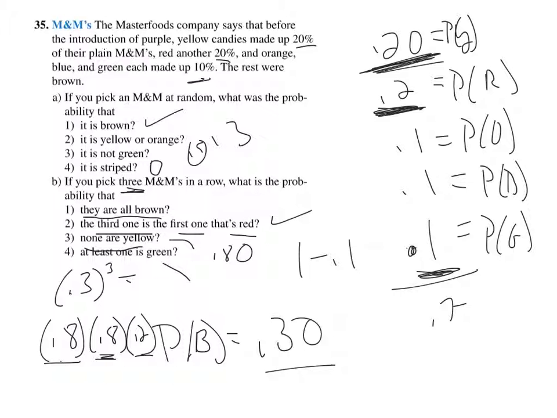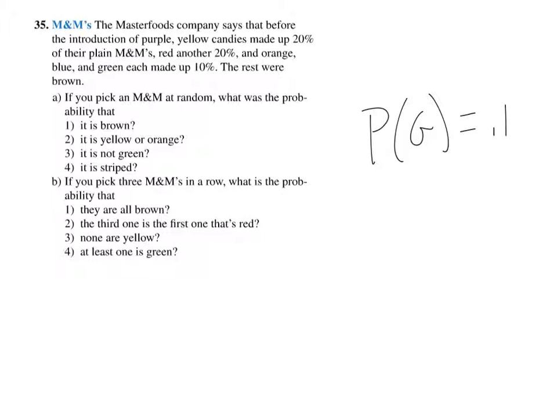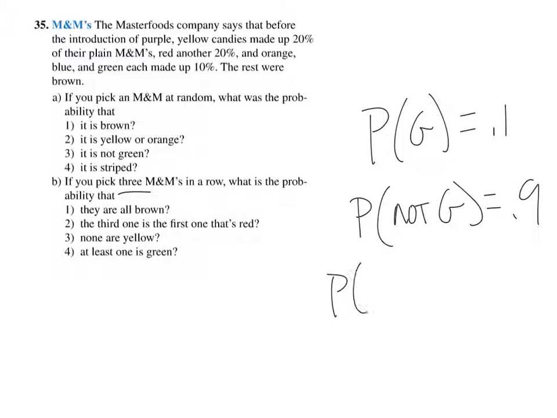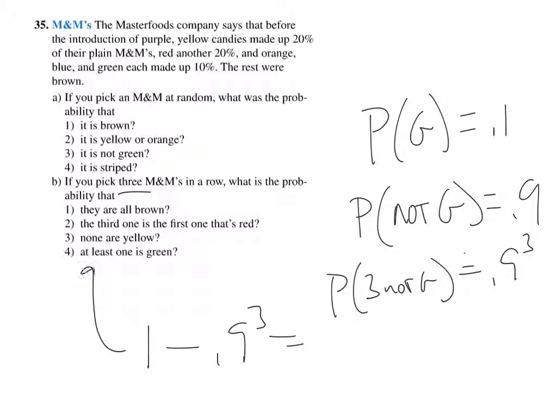Now we're at "at least 1 green." So we know the probability of it being green is 0.1. So let's find the probability of it not being green. That would be 0.9, and we're drawing 3 of them, so the probability that all 3 are not green would be 0.9 to the third power. Now, to get the "at least 1," we're going to subtract that answer from 1, and that would be the answer for choice 4.